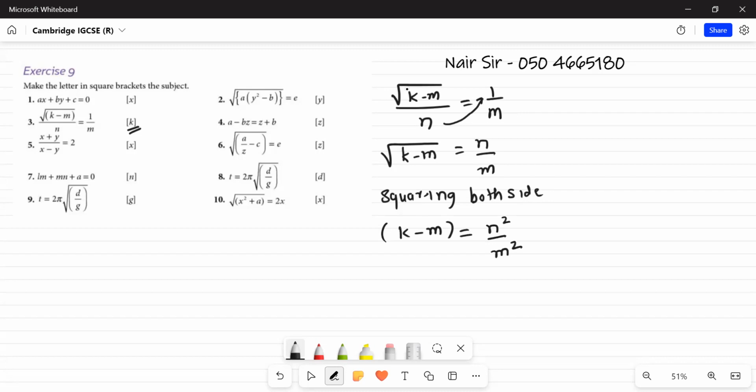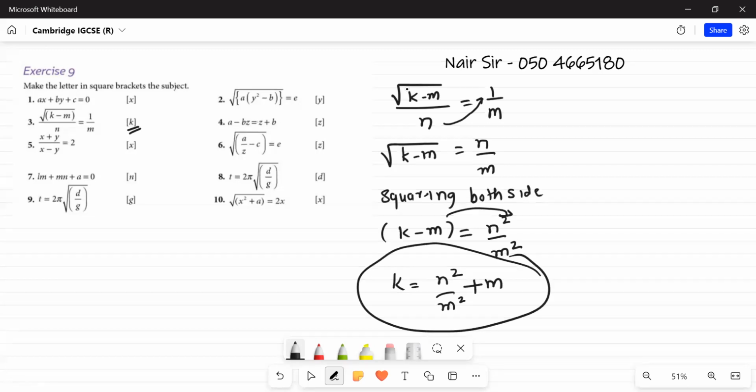And what is my constant? K. Okay. So this is minus. So what happens? K is equal to n square upon m square. Minus comes to this side, it becomes plus. This is my answer. Okay. Let's go next.